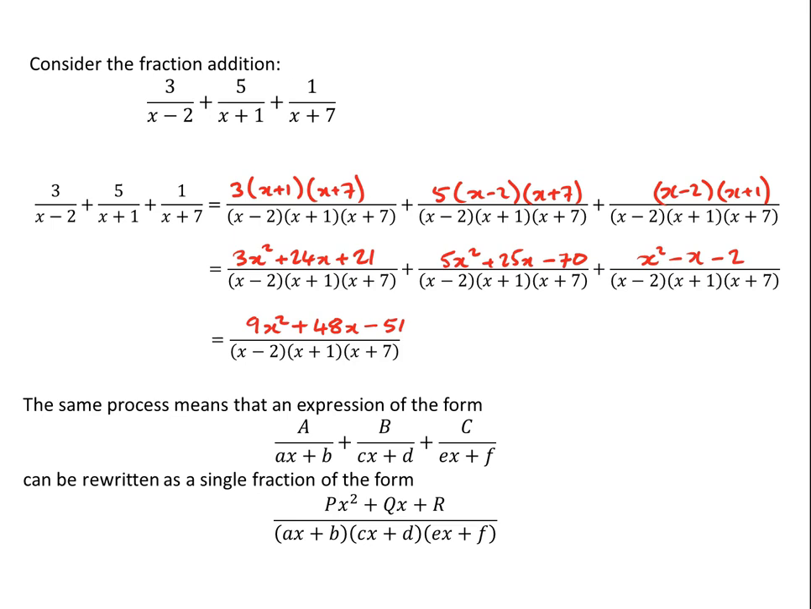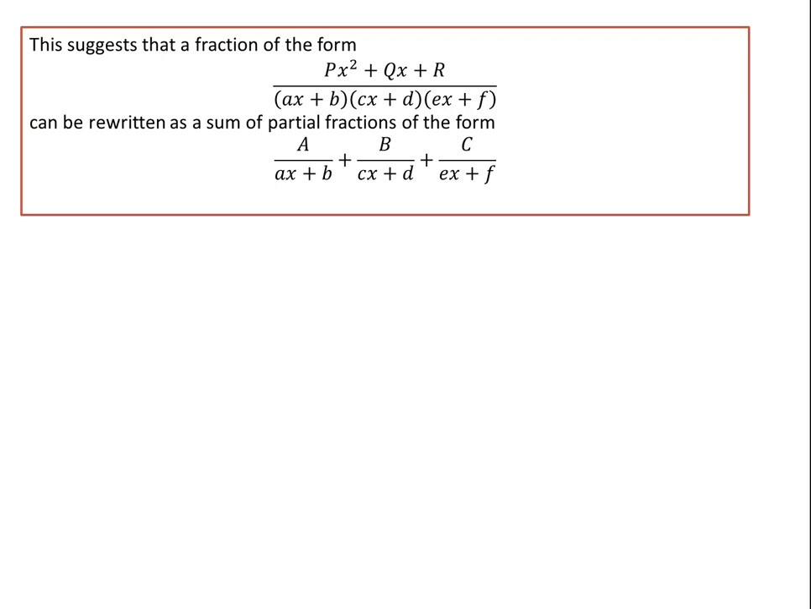This means that we can reverse the process. So if we have a fraction of the form px squared plus qx plus r over ax plus b times cx plus d times ex plus f, we can rewrite it as a sum of partial fractions of the format a number over ax plus b plus another number over cx plus d plus another number over ex plus f.